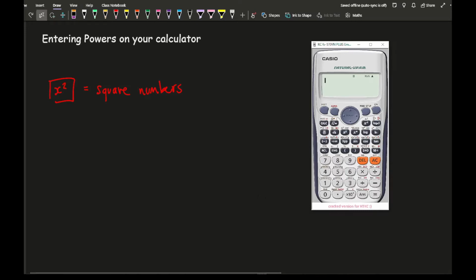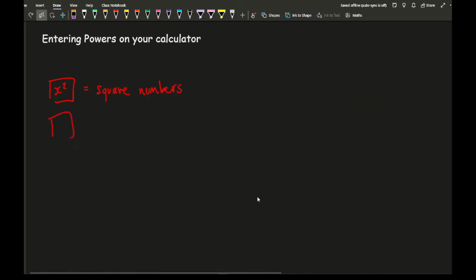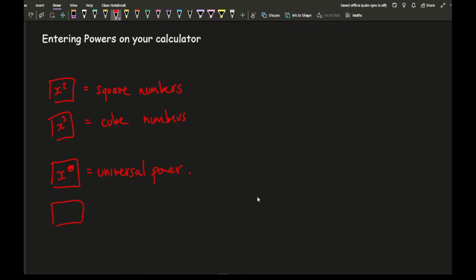Now some calculators may also have a cube button. For example, it may look like this, and this is to cube numbers. And some other calculators may have a universal key. The universal keys allow you to enter any power you want. It's not really called the universal power button, but I call it a universal power button. Sometimes you might have this button where it's like an empty box. It may also be coloured in. You may also have a button that looks like this, or for older calculators a button that looks like X to the power of Y.